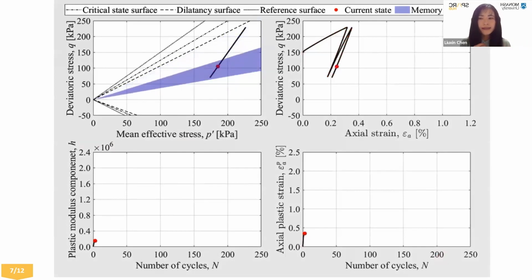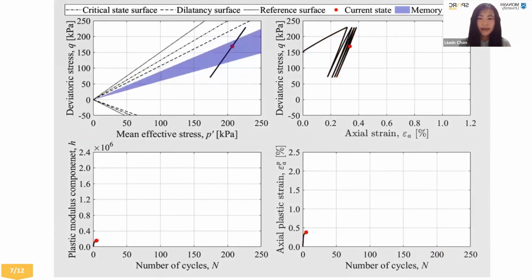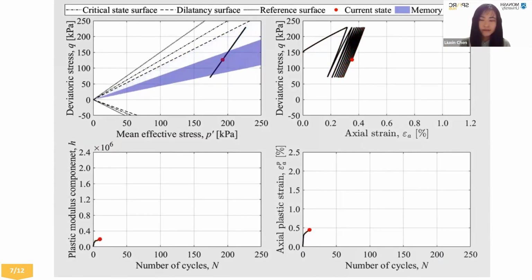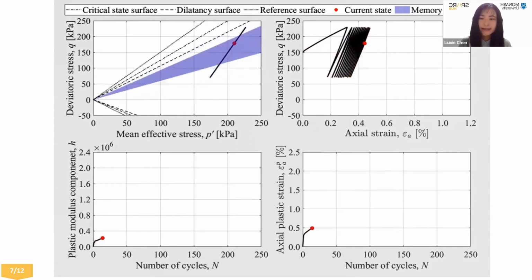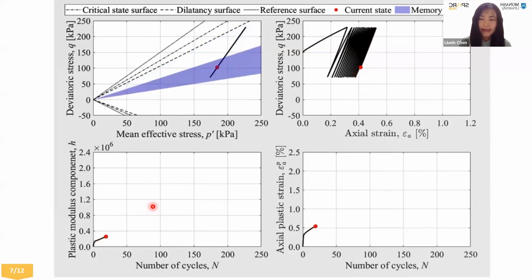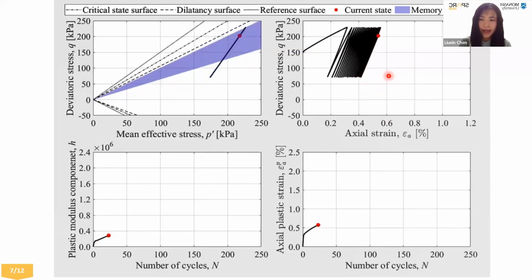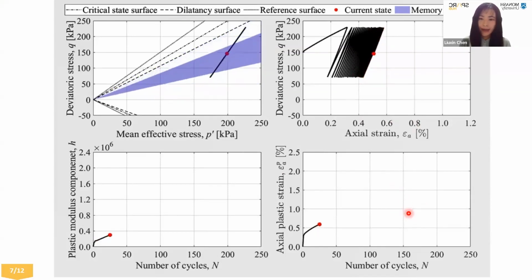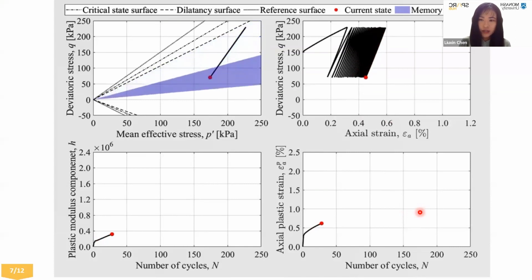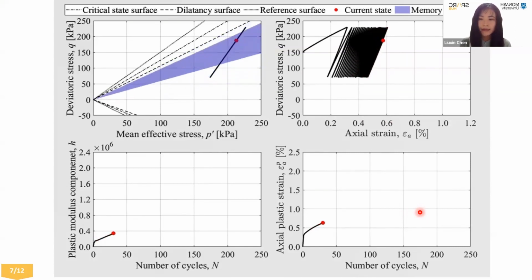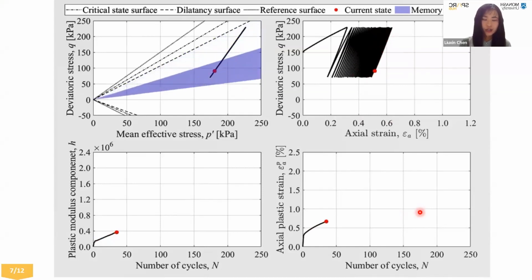As cyclic loading proceeds, the memory surface expands in response to volume compression to capture the soil stiffness increasing. So at the same time, you can see H increase. And that's why you see a reduction in axial strain here and a reduction in axial plastic strain here. Eventually, the soil sample exhibits a shakedown state with marginal plastic strain accumulation.